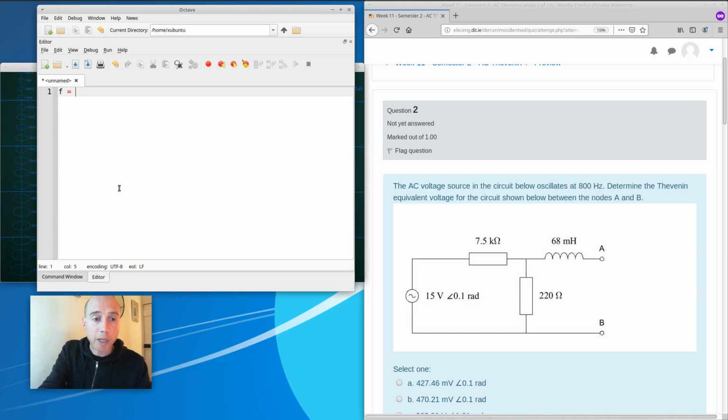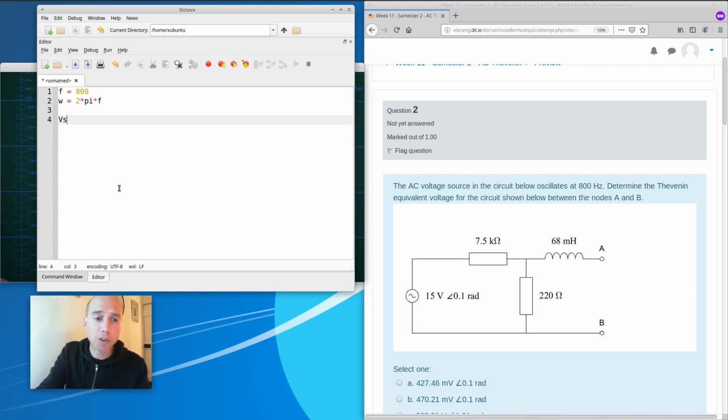So the first thing, I always begin by defining the frequency, assuming I know it. So in this case, the frequency is 800 Hertz. And then I convert that to omega. Now there is no omega key on my keyboard, so I'm using lowercase w, but that's representing omega. So it's equal to 2 times pi times f, the frequency. So that's going to be the angular frequency in radians per second.